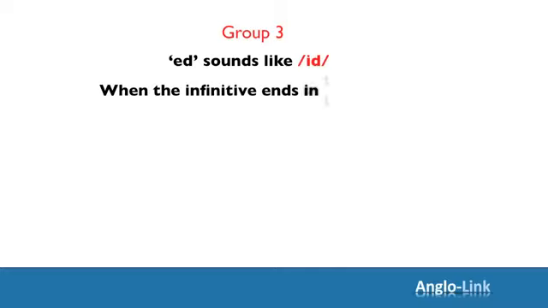Right then, moving on to group 3, when ed sounds like id. This happens when the infinitive ends in the consonants t or d. Let's look at some examples.